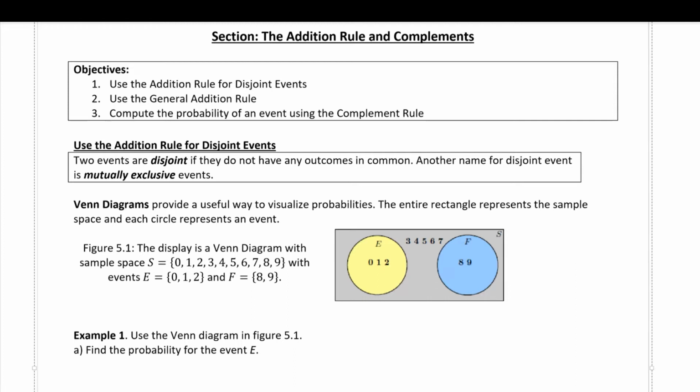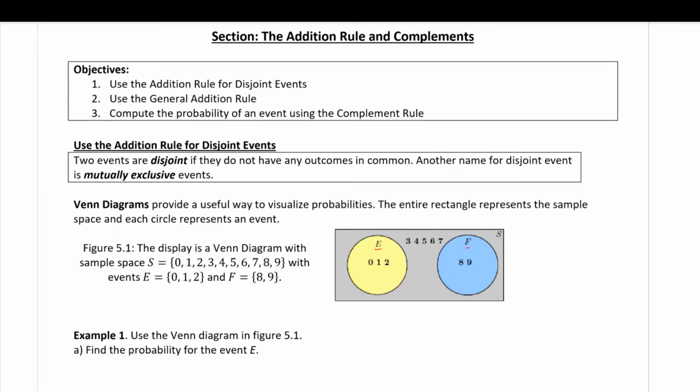Okay, so this entire rectangle, the gray portion here, that's our sample space. Everything that's inside there is essentially where every data value or every outcome existed. And each circle here, the yellow one is event E, and the blue one is event F. And then there's 3, 4, 5, 6, 7 that's outside of both E and F, but it's still inside the sample space S.